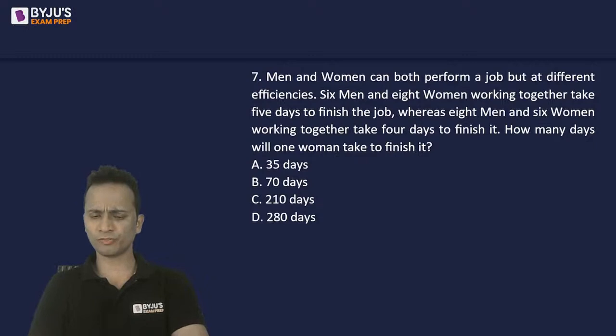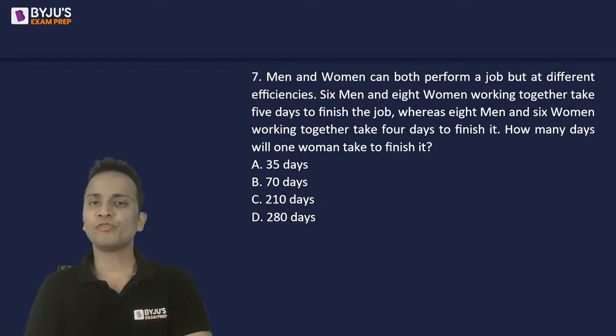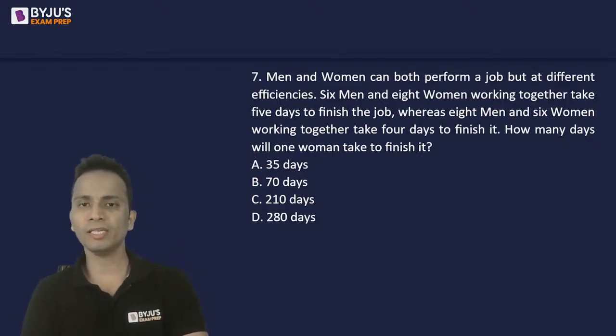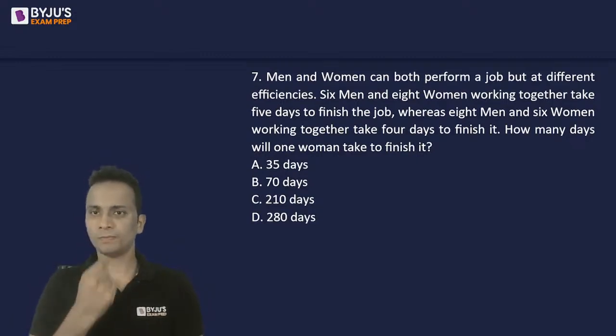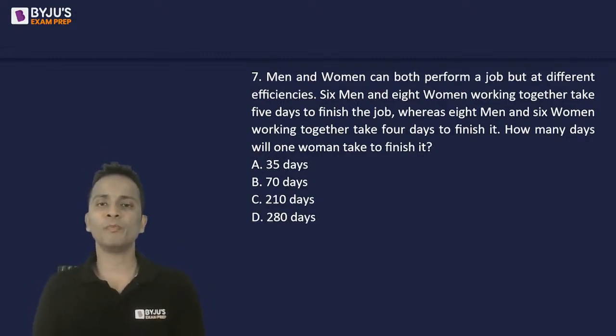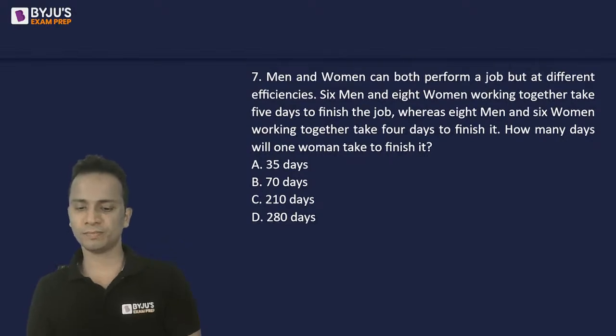A very simple question of time and work. Men and women can both perform a job at different efficiencies. 6 men and 8 women working together take 5 days to finish the job, whereas 8 men and 6 women together take 4 days. How many days will one woman take to finish it?